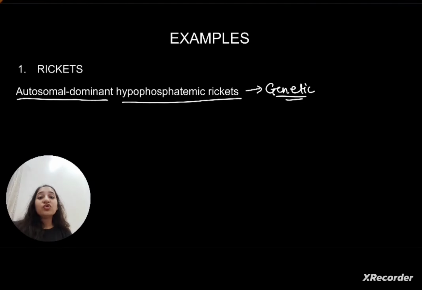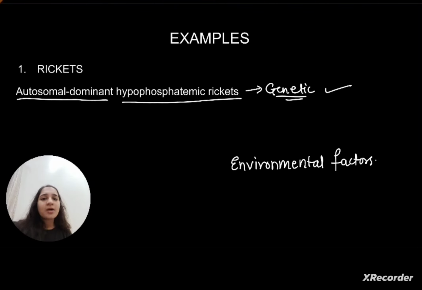So now one was related to environment. Environmental factors were responsible for this particular phenotype, and the other thing was a genetic disorder, but the ultimate result that we got was rickets. So this is an example of phenocopy.